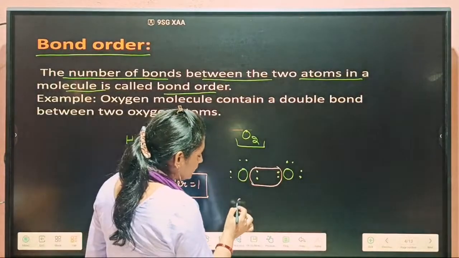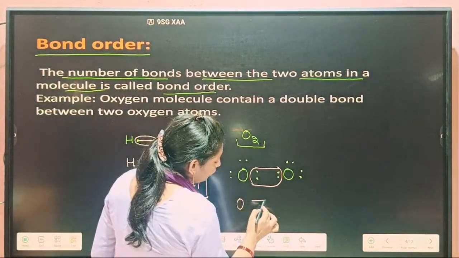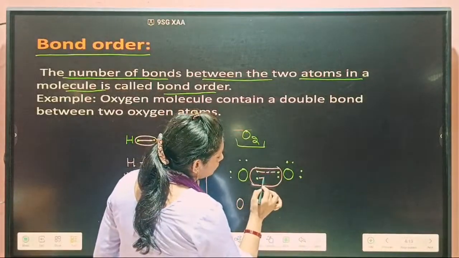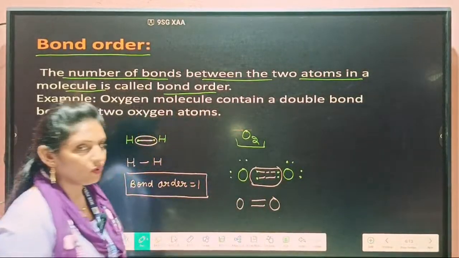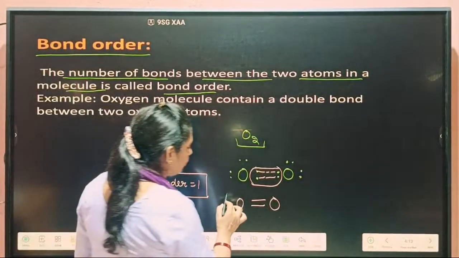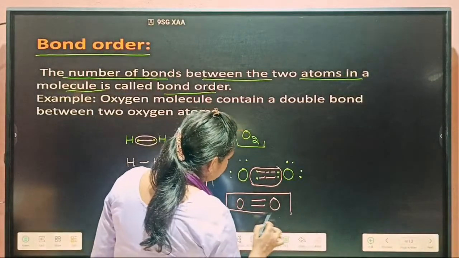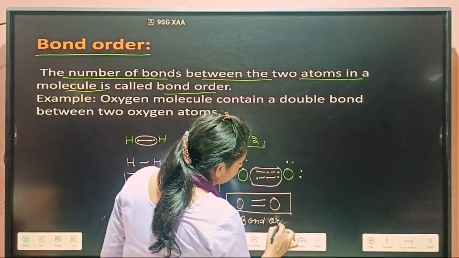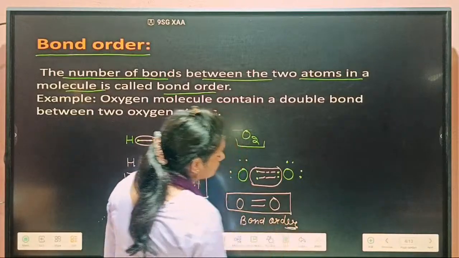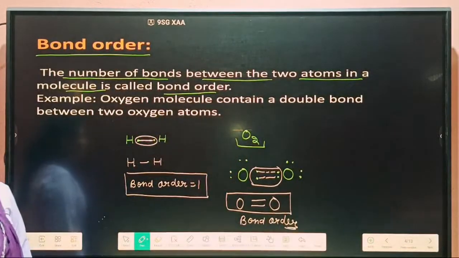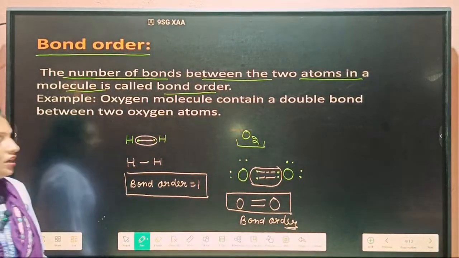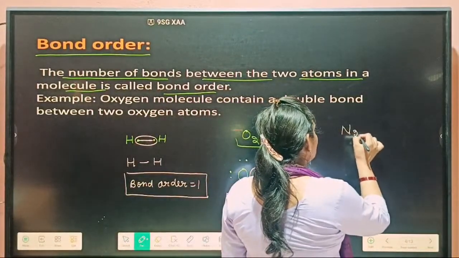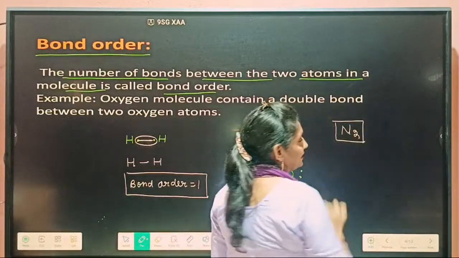Then students, they are doing sharing of 2 electrons. Means they are forming one bond and one, total 2 bonds. So students, here bond order is 2. Means how many bonds are formed between 2 elements, that is known as the bond order. Now, you can take one more example, students. If I talk about N2, nitrogen gas.